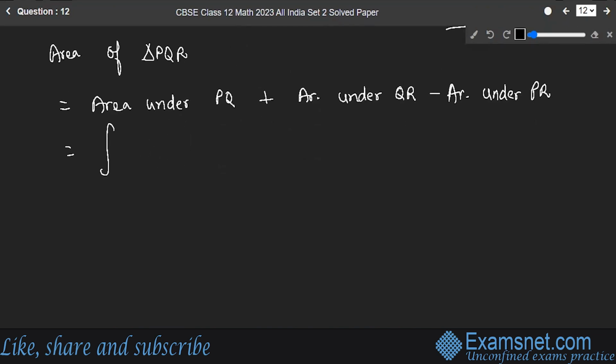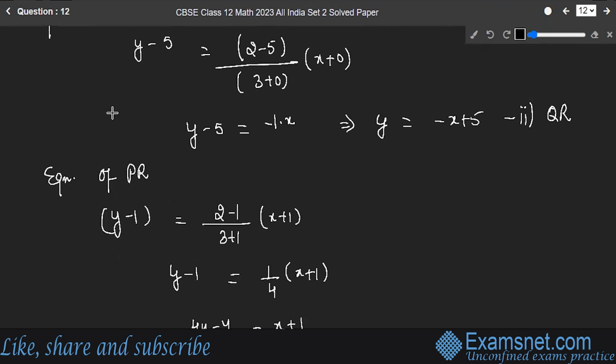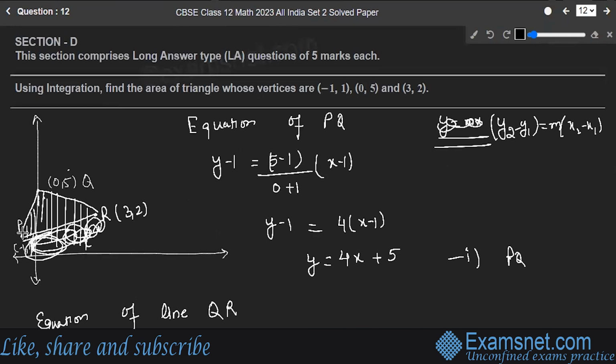PQ equation was given by 4x plus 5 dx. The limits will be from minus 1 to 0 because the x is moving from minus 1 to 0, right? For the PQ.